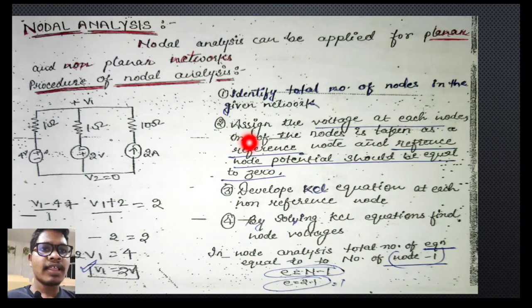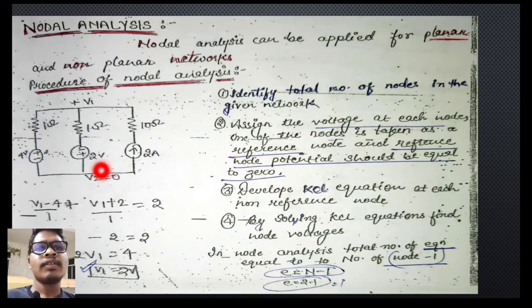The second point is to assign a voltage at each node. There are only two nodes, this is node one and this is node two. So assign the voltage across each node, that means V1 across node 1 and V2 across node 2. Then one of the nodes is taken as a reference node.